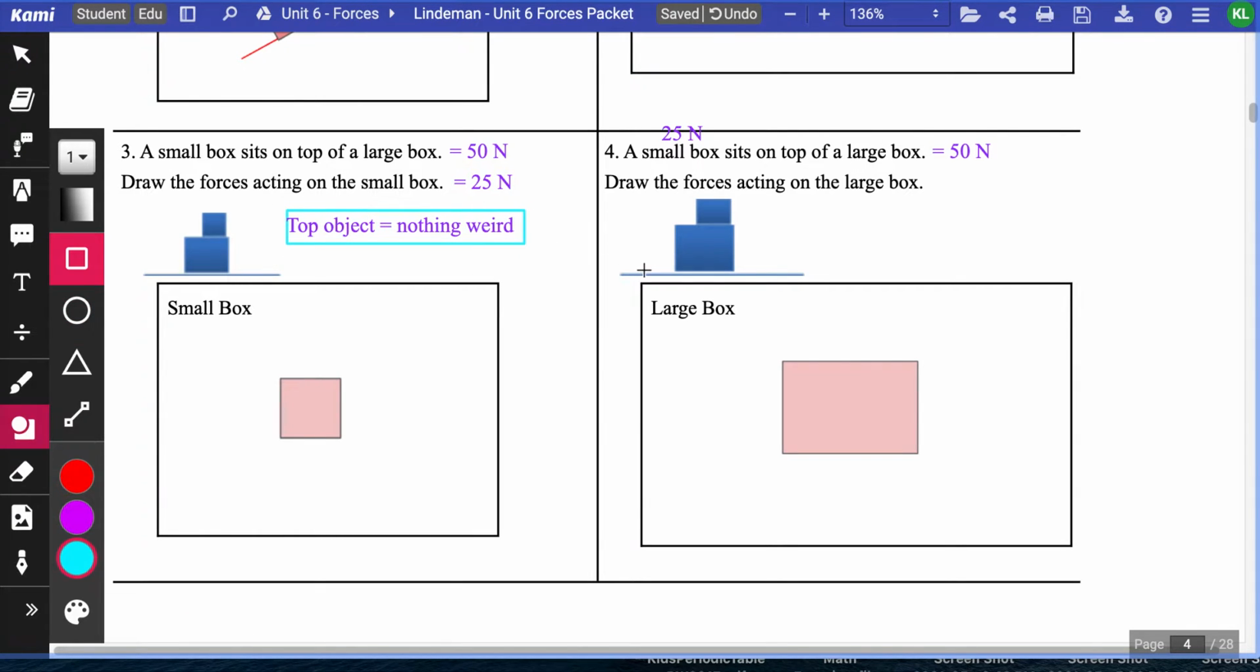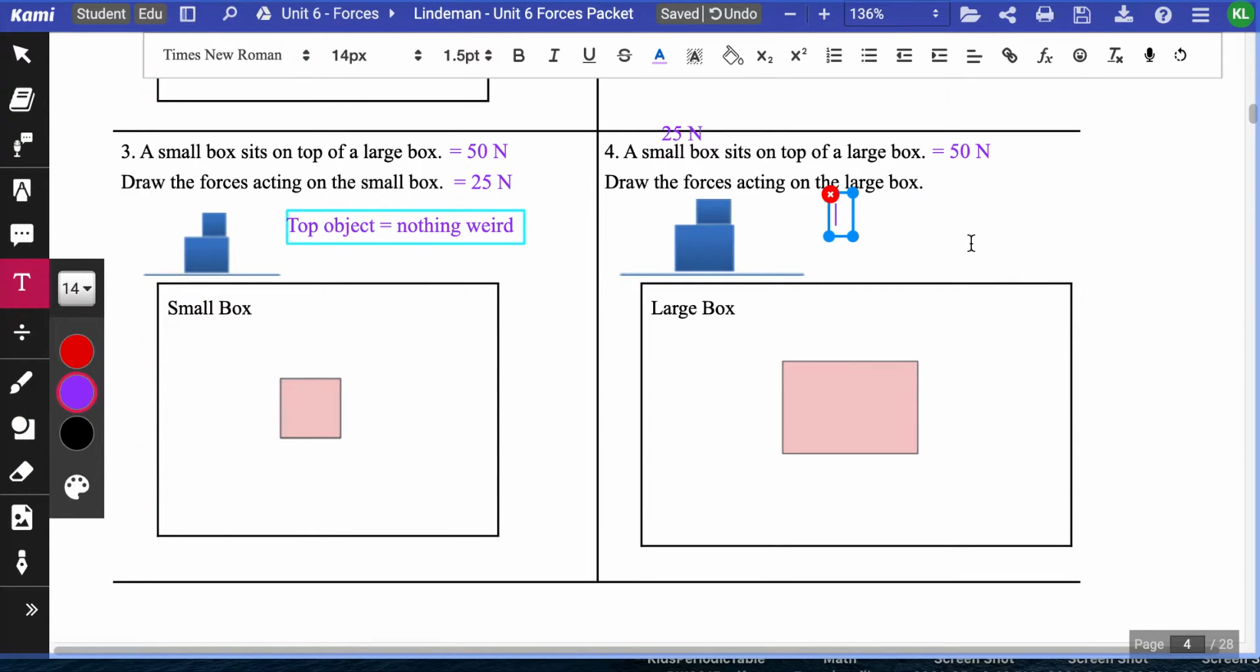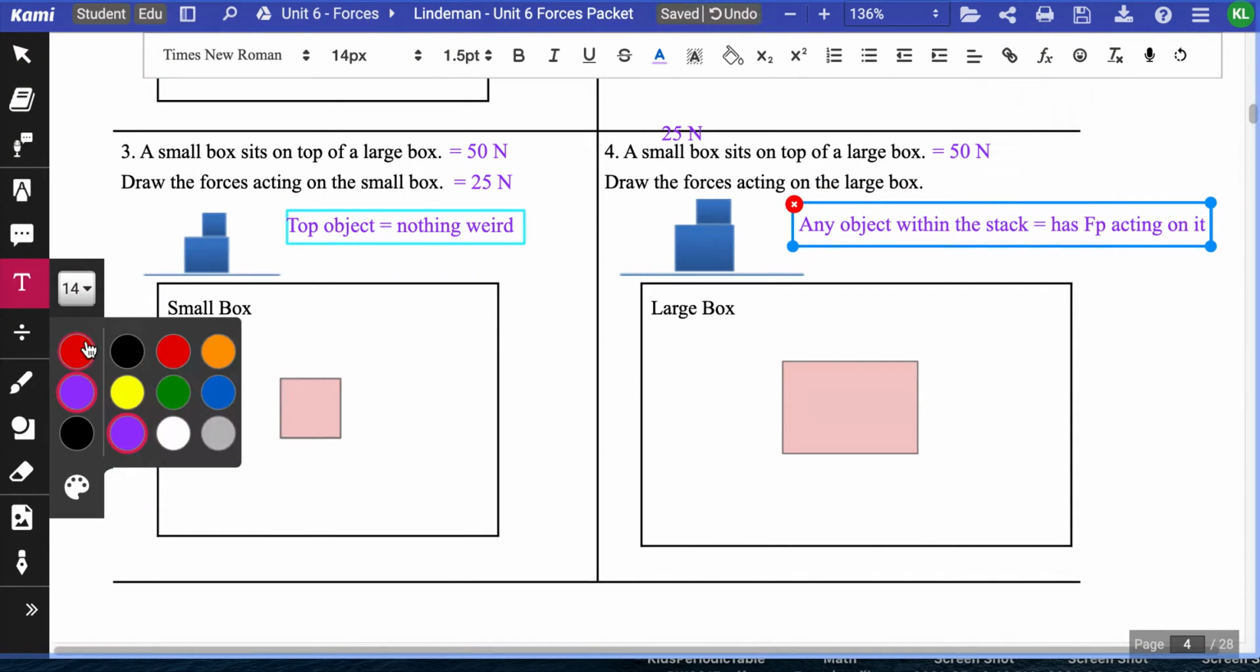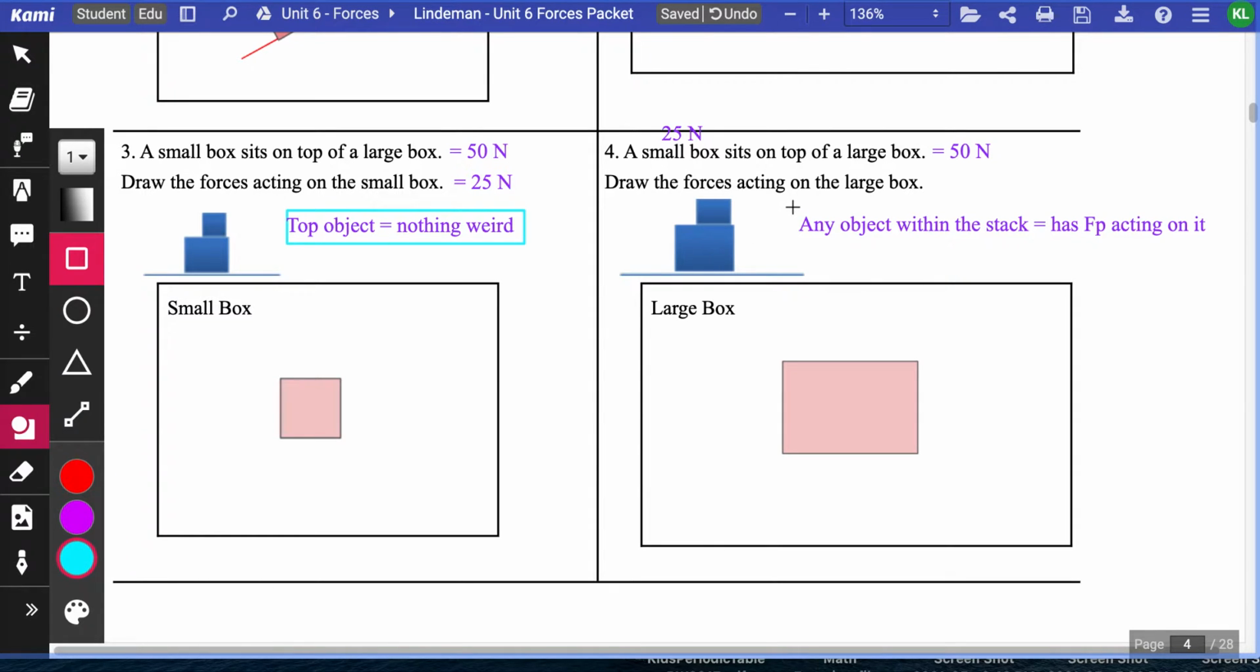Okay? When you get over here to any object within the stack, it has push forces. So any object within the stack, when you have stacked objects, is going to have push forces acting on it. Okay, so we'll just kind of chat about what that looks like.